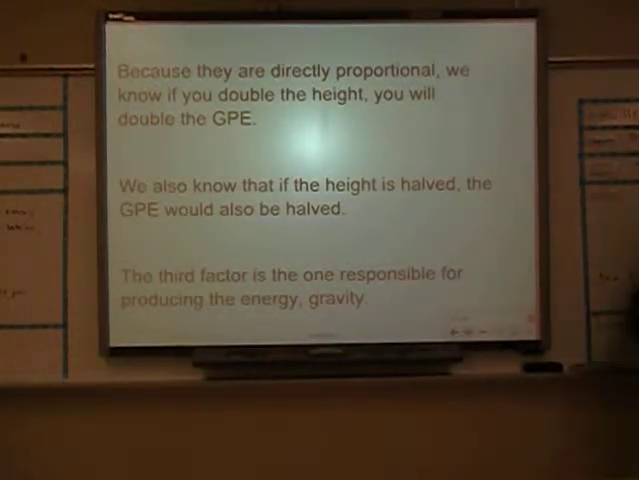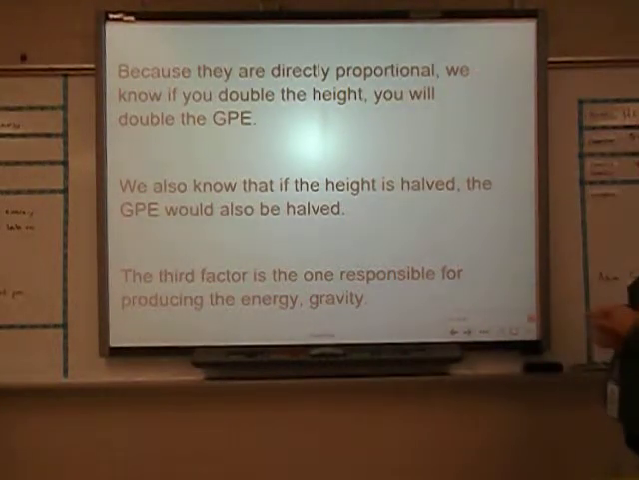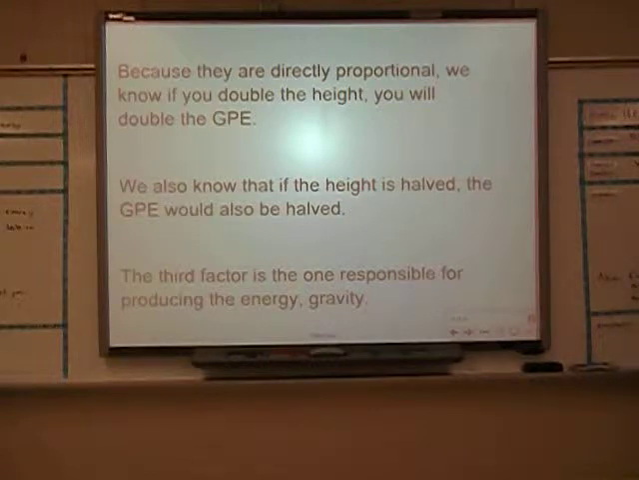Again, directly proportional means they change in the exact same way. So doubling the height would double your gravitational potential. Cutting it in half would cut your gravitational potential in half.